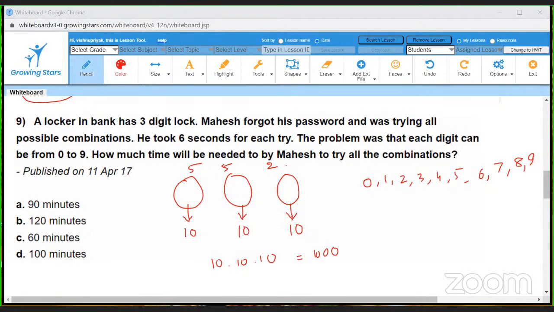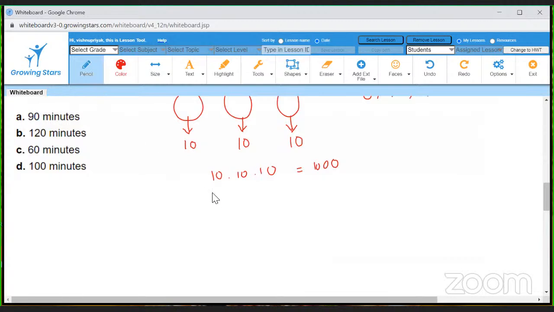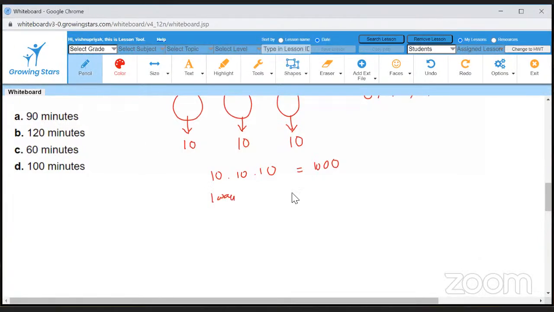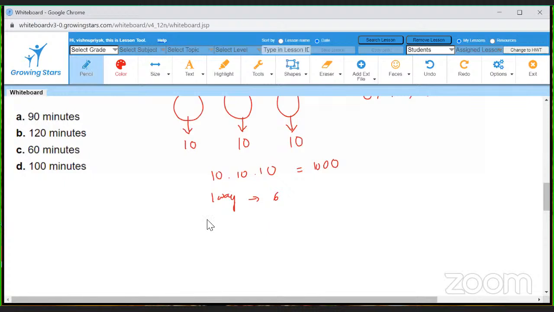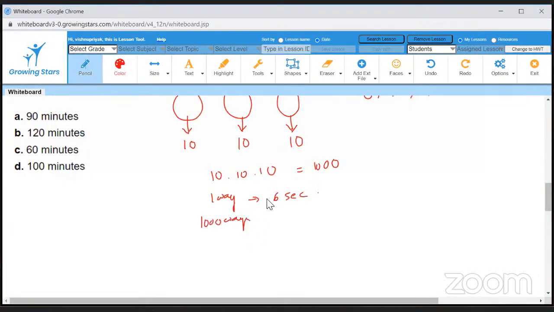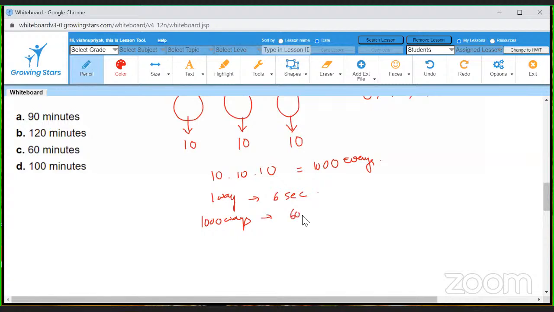But what is said, each combination takes 6 seconds. So one way will take 6 seconds to try. But there are 1000 ways to try to open the lock. So that will take 6000 seconds. It will take 6000 seconds to try all possible numbers to open the lock.